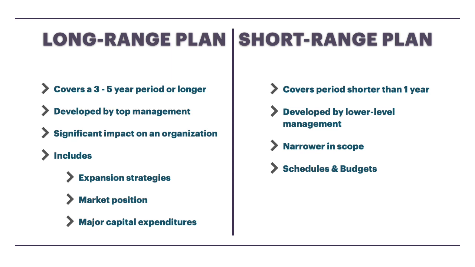So your long-range plans and your short-term plans are categorized by the time period that they cover. Your long-range plan covers a 3 to 5 year period or longer. They are developed by top management and they have a significant impact on the organization. Your long-range plans include expansion strategies, market position, and major capital expenditures.